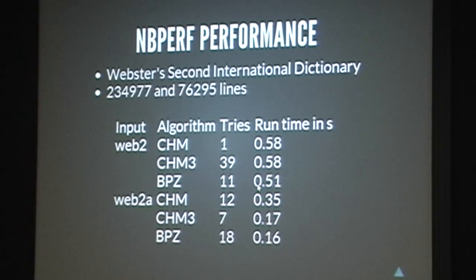So how long does it take to actually create hash functions? As a test case, I used Webster's unabridged dictionary as shipped by the various BSDs. So the first case is 230,000 keys, the second 76 keys.